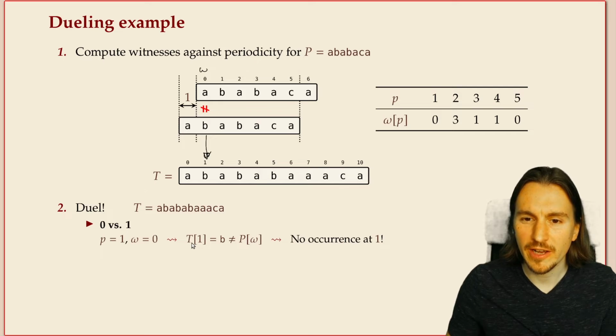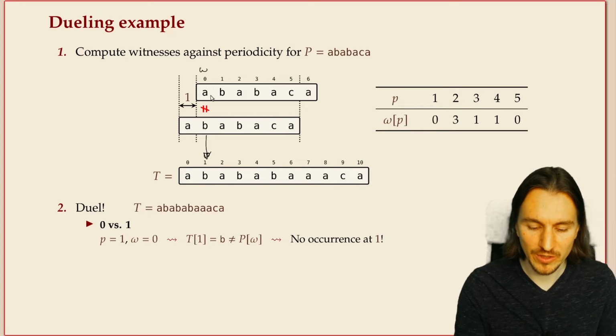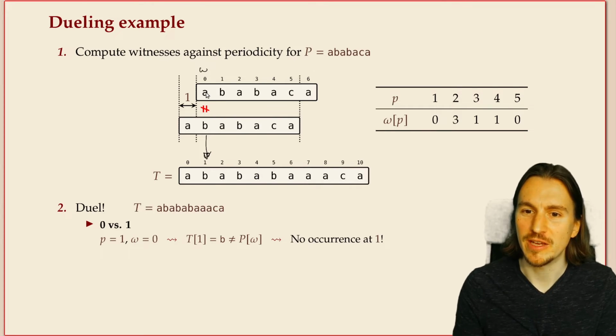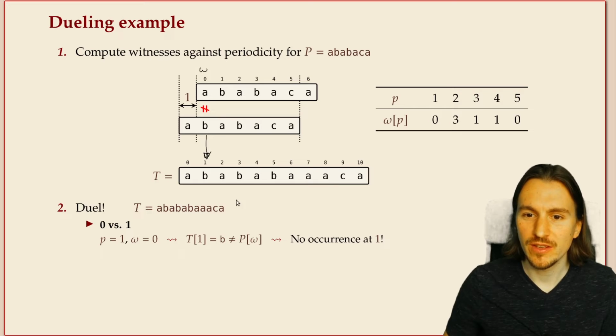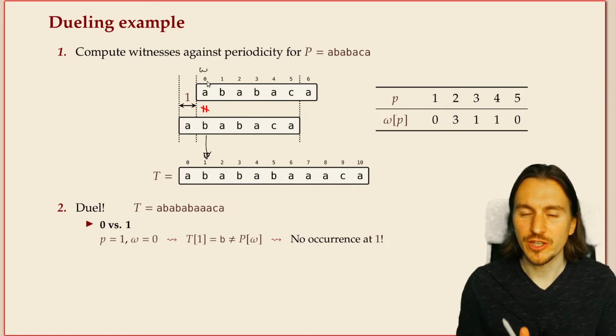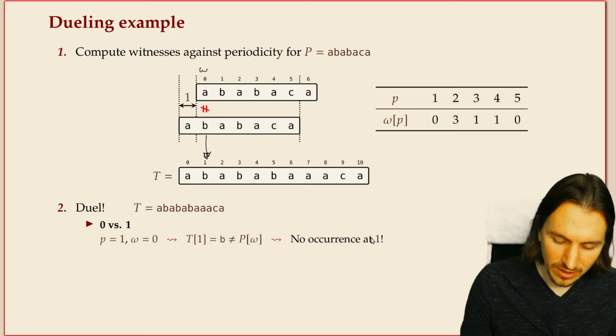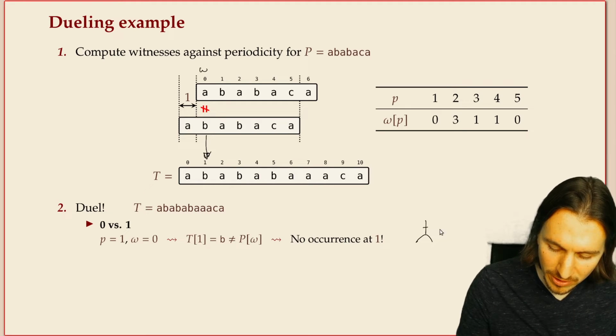And the character at the position 1 is a b. Now, it happens to be equal to this one, but what's more relevant is it's not equal to a, which is the omega character in P. So that means the later shift, the one with the larger index, the 1 here, is not an occurrence. So, well, rest in peace, number 1.